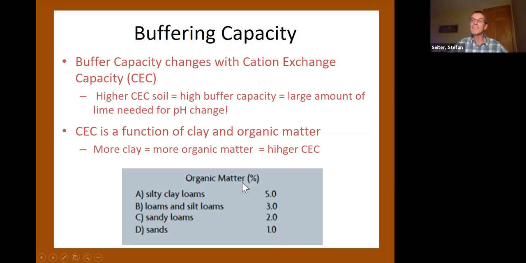But in any case, higher organic matter, higher clay means more buffer capacity, meaning in a soil that has a lot of clay, you need more lime. A soil that has a lot of organic matter, and that's important for our gardeners, also needs more lime if you want to change that pH.